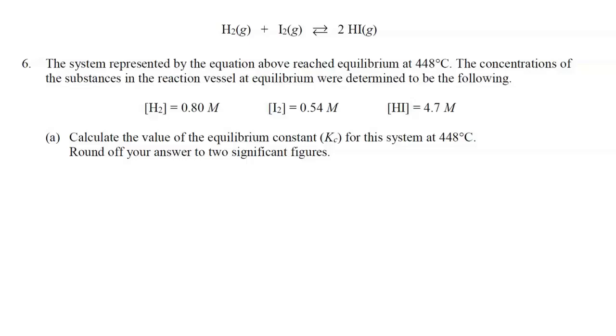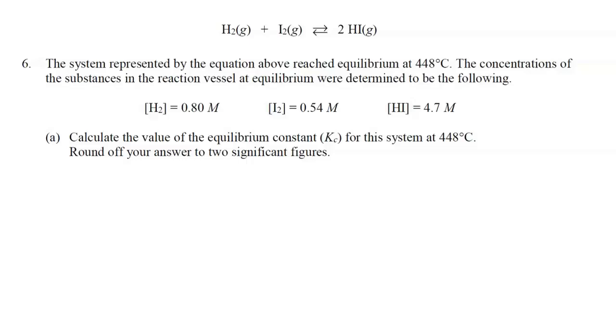The concentrations of the substances in the reaction vessel at equilibrium were determined to be the following. The concentration of hydrogen is 0.80 moles per liter. Concentration of iodine is 0.54 moles per liter. And the concentration of hydrogen iodide is 4.7 moles per liter. Part A. Calculate the value of the equilibrium constant, Kc, for this system at 448 degrees Celsius. Round off your answer to 2 significant figures.